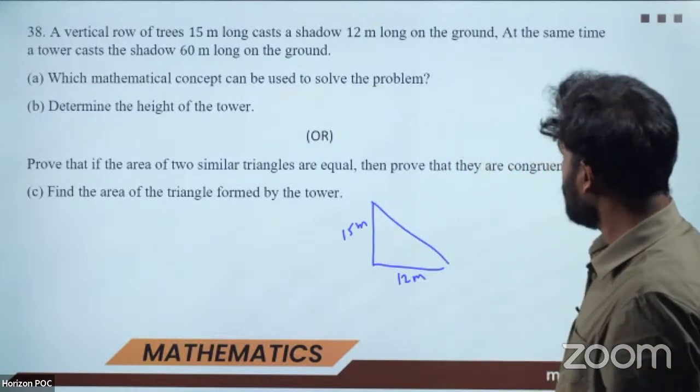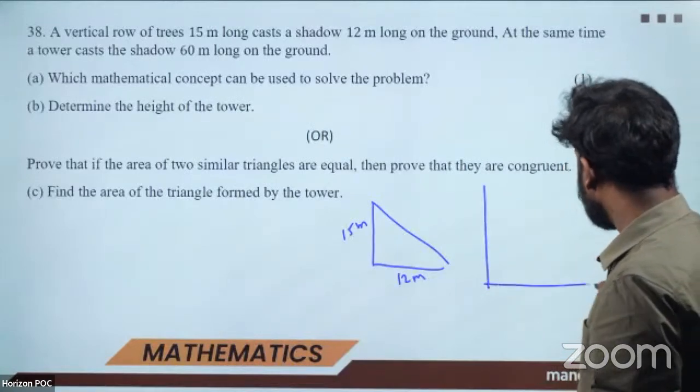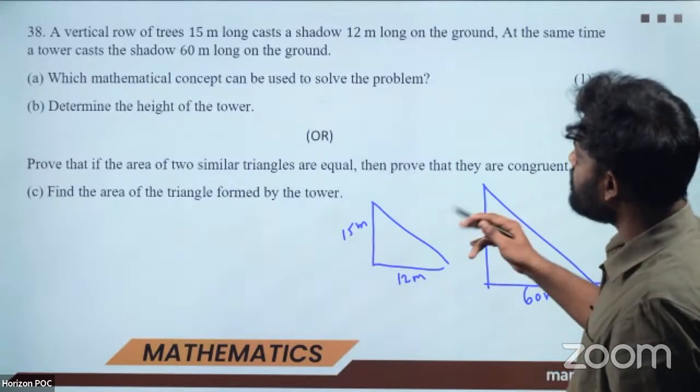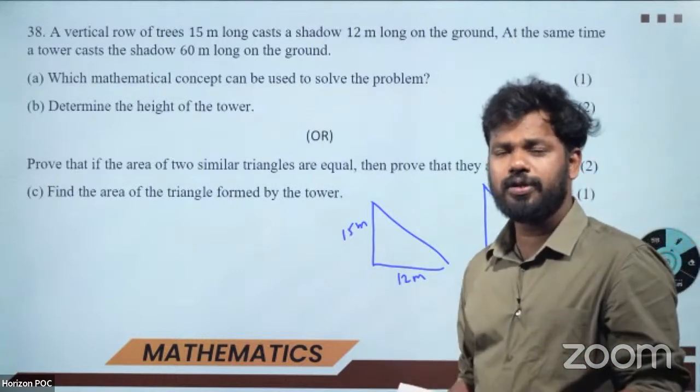So this is the triangle. At the same time, a tower casts a shadow of 60 meters. There is a tower which casts a shadow of how much? 60 meters. They are asking me what mathematical concept you can use to solve this problem. So which mathematical concept can I use here?